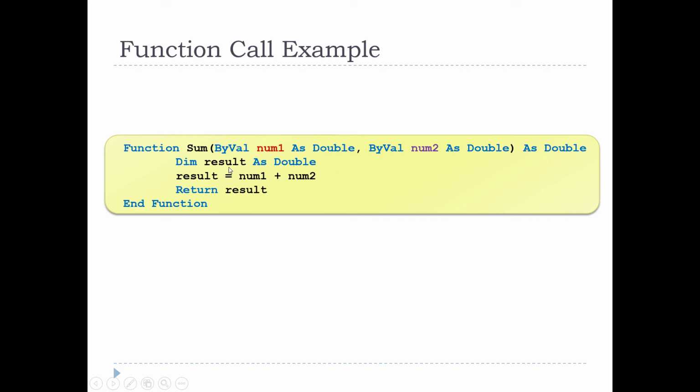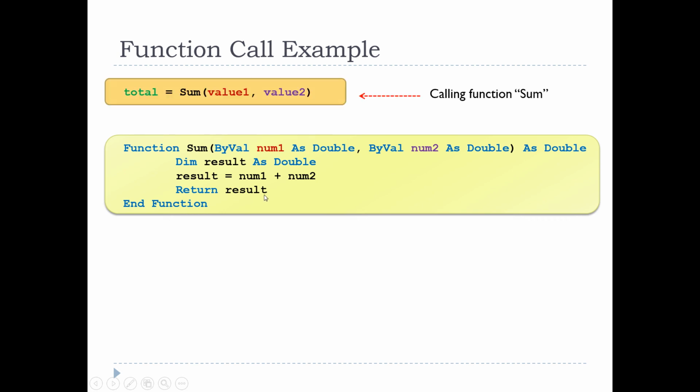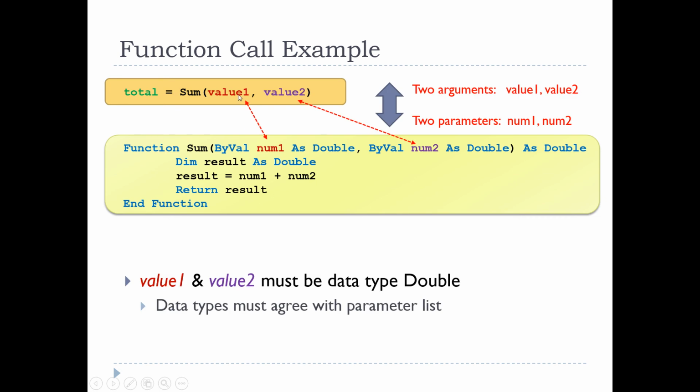So num1 is a double, num2 also is a double. The sum returns a double. So you declare a local result to store the result of these 2 numbers. You add them up, and you return the result back to the sum. Okay? So you call it here, again, sum, value1, value2. You call the function, it does the calculation, and returns back to here. So value1 goes here.